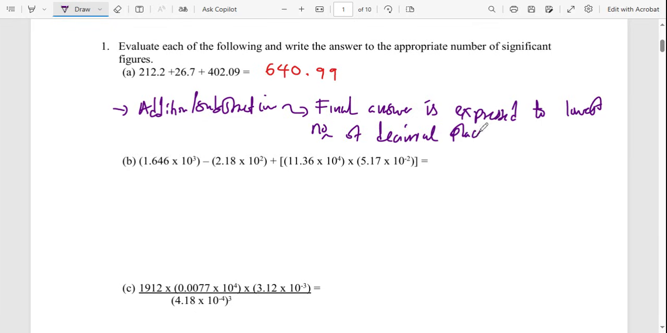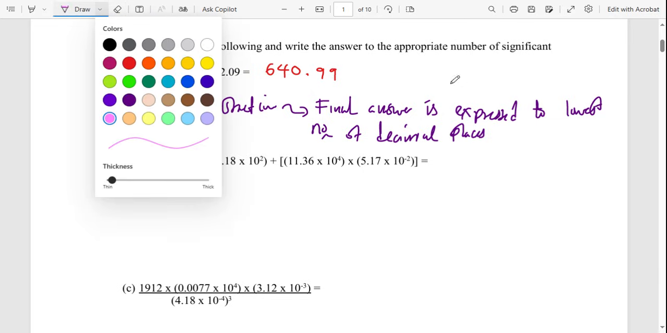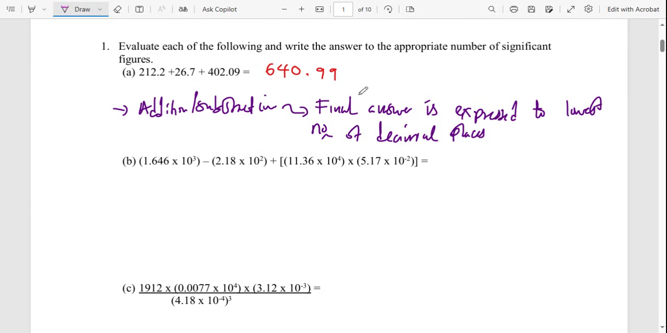So you look at the numbers that we are adding. The first number has one decimal place. The second number has one decimal place. The third number has two decimal places. So the final answer should have one decimal place. That's the meaning. So if you write this answer, it is not correct because it has two decimal places. We just want one decimal place. So that tells you that you have to round off.